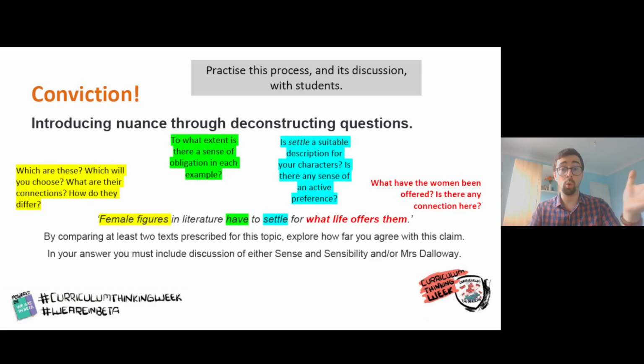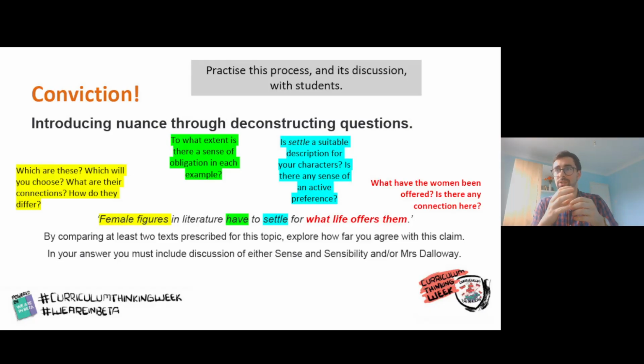And I found 4 ways within that relatively short question that you could introduce nuance. So which female figures? Why have you chosen those? Get students to explain why the 2 or 3 or however many they've chosen are the best ones for the question. Then there's a sense of obligation. Do female figures in literature have to settle? Did they have a choice?